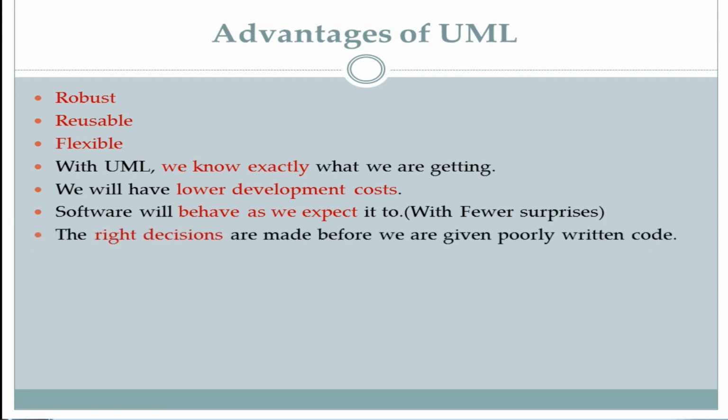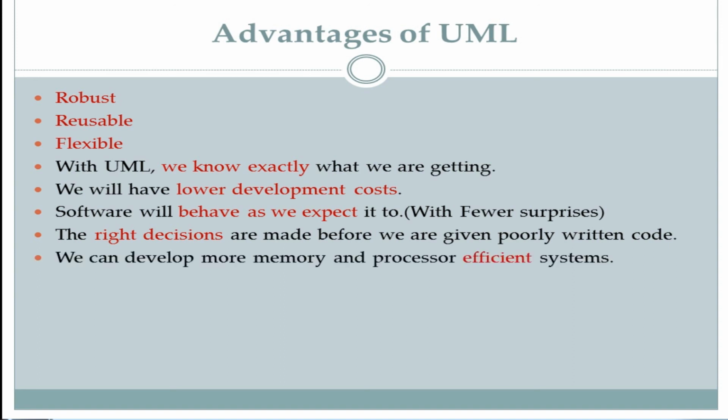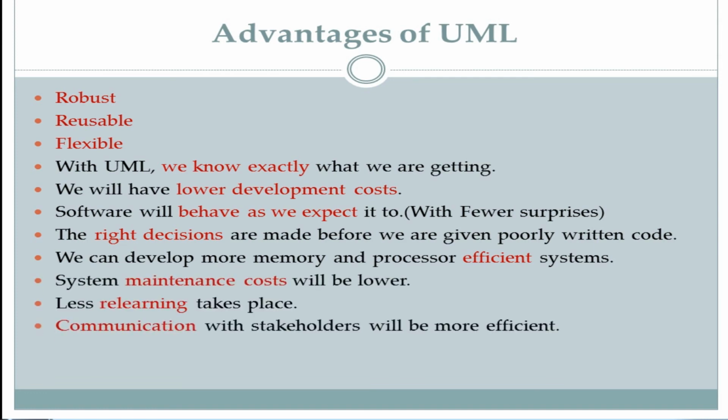With UML, the right decisions are made before we start writing code. With UML, we can develop a more efficient system through memory and processor management. And a very important aspect of using UML is that it helps us in communicating with stakeholders, which makes developing software more efficient. So these are the various advantages of UML that we have to consider while discussing UML.